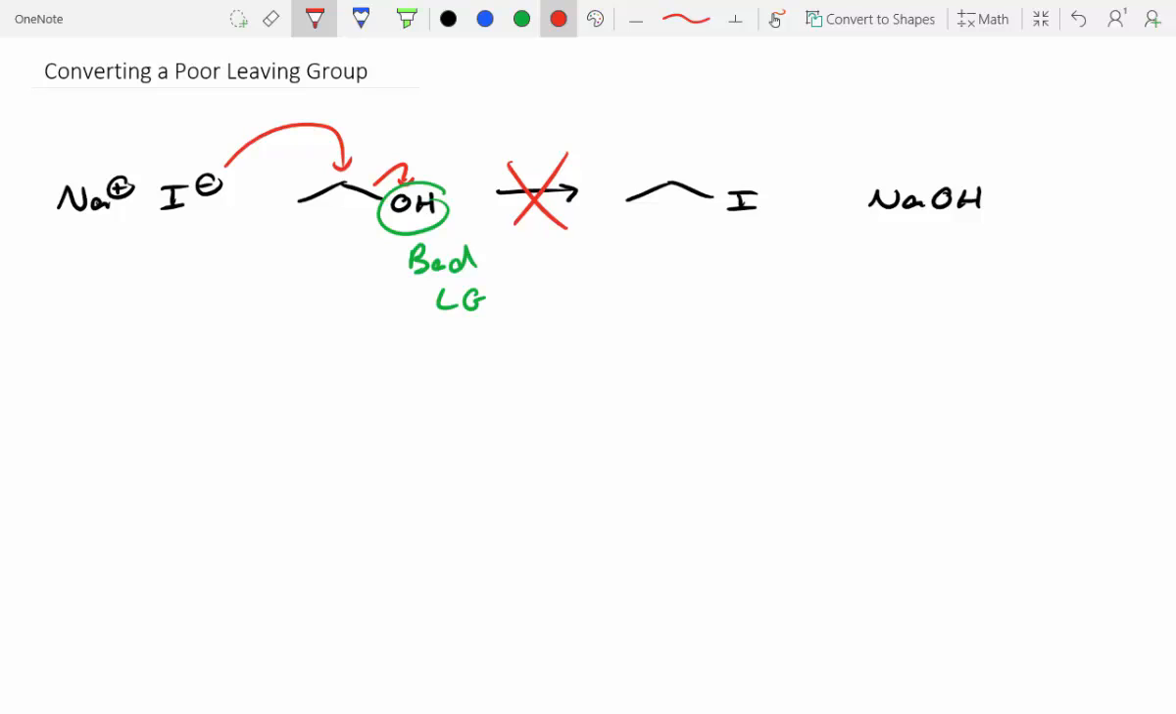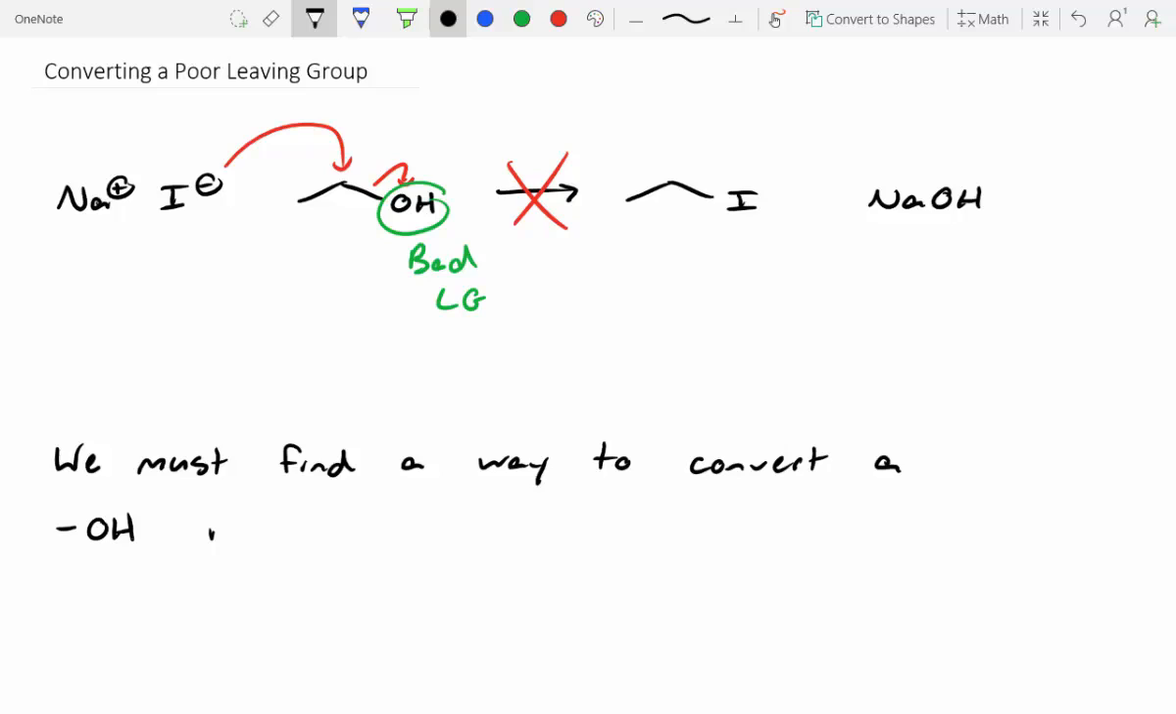And we've got to figure out how to make this reaction work because we're chemists and we like to problem solve. So the trick is we must find a way to convert an OH into a good leaving group.